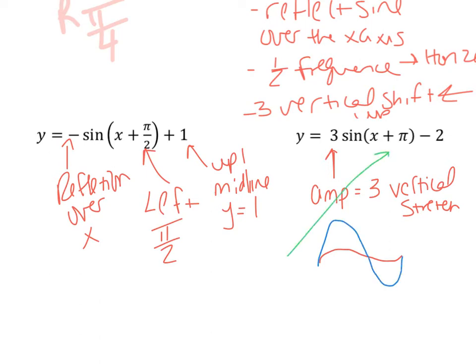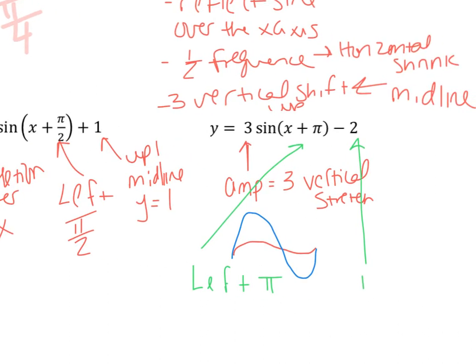This one here is your left pi shift, and this one over here is your vertical shift down 2 units. It also tells you your midline's equation, and in this case it would be y equals -2 is my midline.